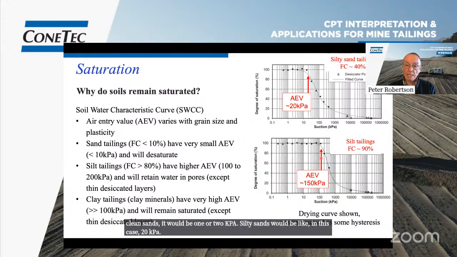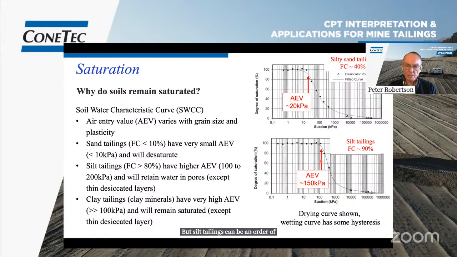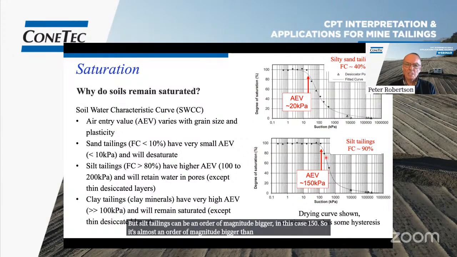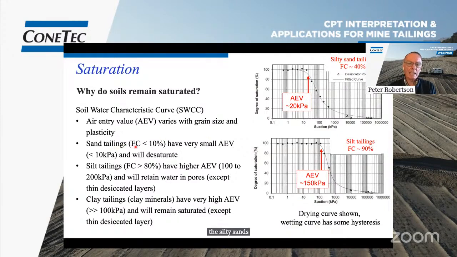But silt tailings can be an order of magnitude bigger, in this case 150, so it's almost an order of magnitude bigger than the silty sands. So sand tailings, fines content less than 10%, have a very small air entry value, and they tend to desaturate quite quickly. So if you drop the phreatic surface, they tend to desaturate quickly. So the air is able to break into the void spaces and you have continuous air and it desaturates.